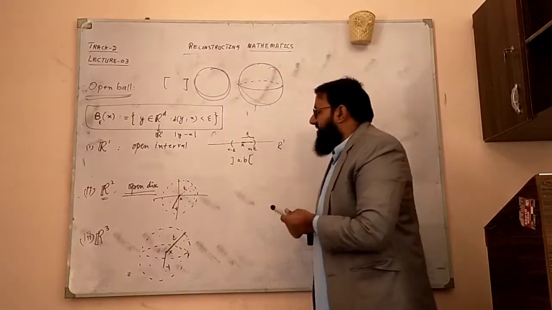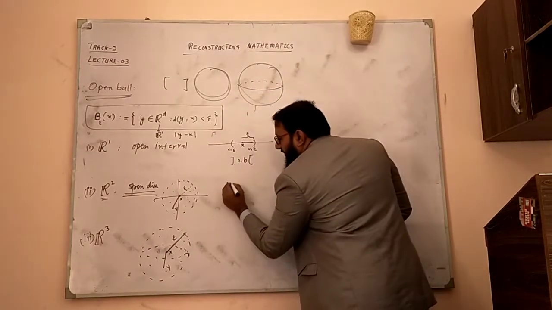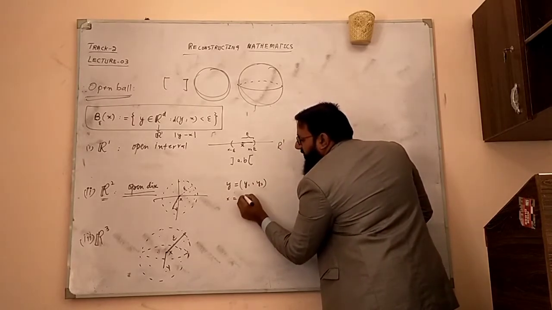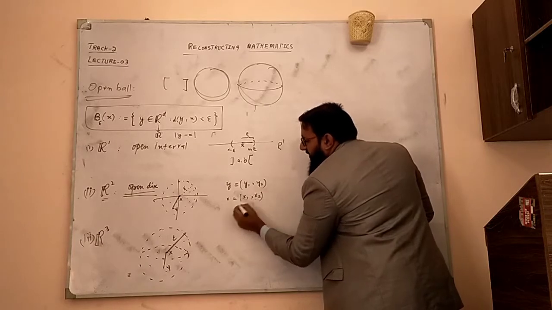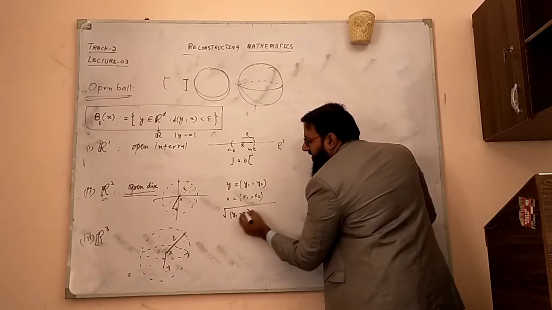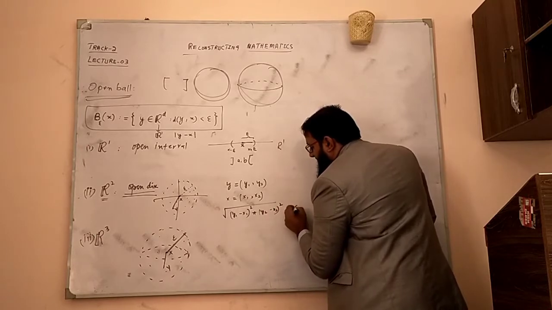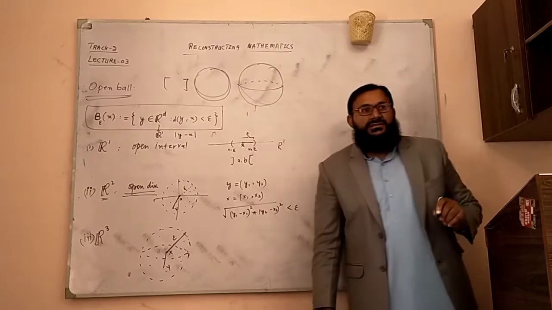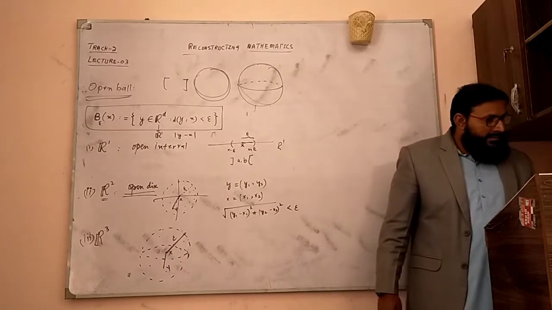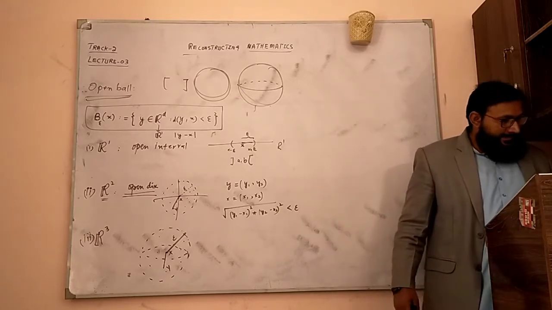In R2, the distance would be, you will pick two points. Your y point would be something like this, y1, y2. And your x center would be something like this, x1, x2. And you write your distance to be this. Let's say y1 minus x1 or x1 minus y1 plus y2 minus x2. It should be less than epsilon. So write distance like this. For three components we can use that. Okay, so this is what we call an open ball.